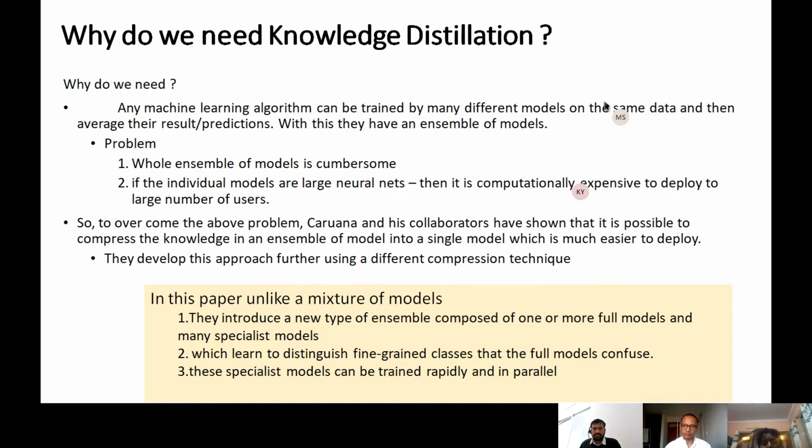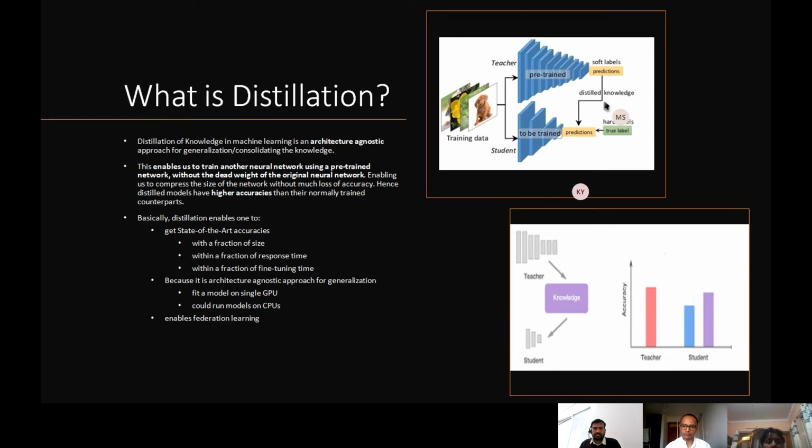The distillation process in this particular paper addresses this using specialist models, by capturing the fine-grained classes and using one or more full models also. So let's see what this distillation process is. Distillation is architecture agnostic and is used for generalization. It is there to consolidate all the knowledge of the main model into a submodel.